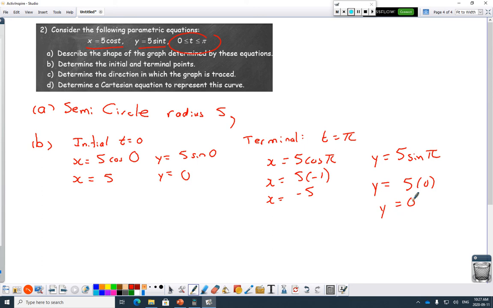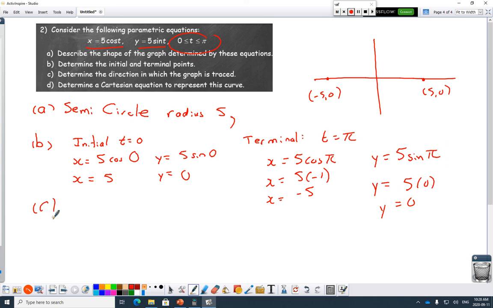So if we are going to draw this circle using this parameterization, it starts at (5, 0) and ends at (-5, 0). We know that's what it does, but we just don't know, is it this one? Or is it this one? Here's part C. Oh, stolen right from my test. No, my test stole it right from here. Determine the direction in which the graph is traced.